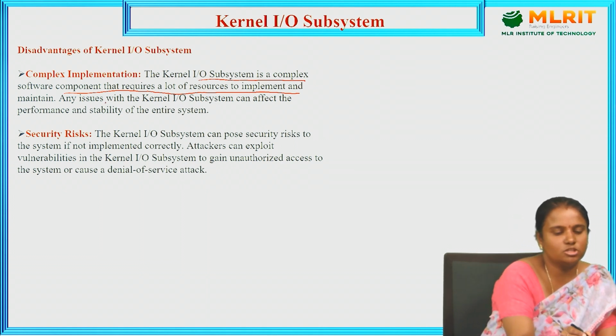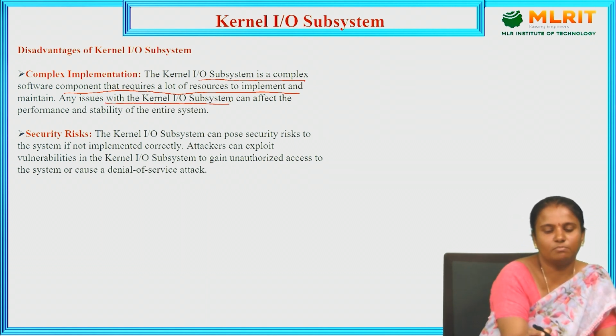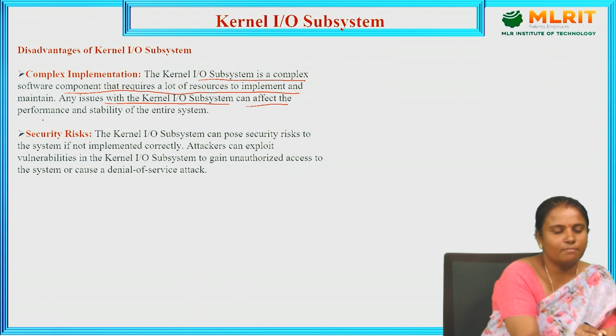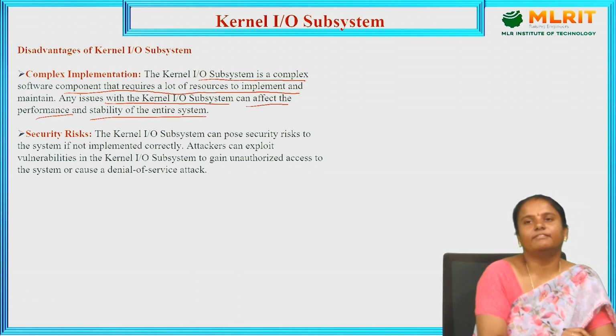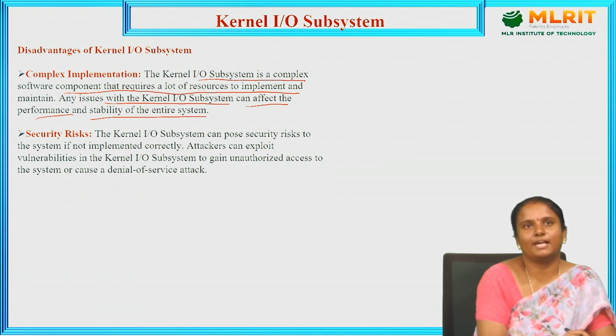If any issues arise in the kernel input-output subsystem, they can affect the performance and stability of the entire system. If an issue arises, the performance and stability of the entire system may be affected, or even hacked. That is the unresponsiveness caused by this complex implementation. This is one of the disadvantages of the input-output subsystem.